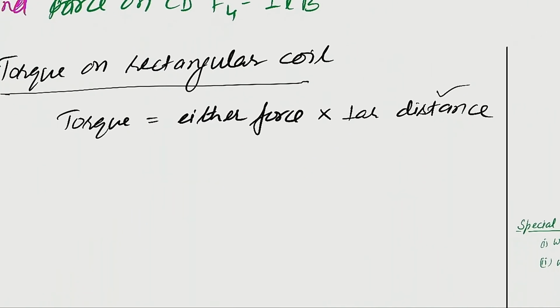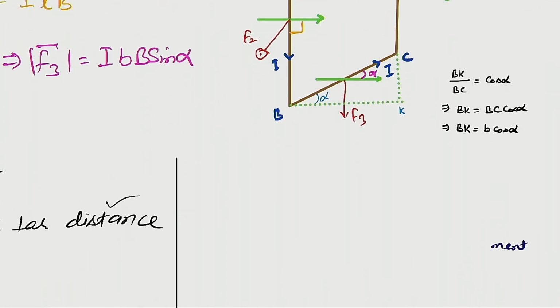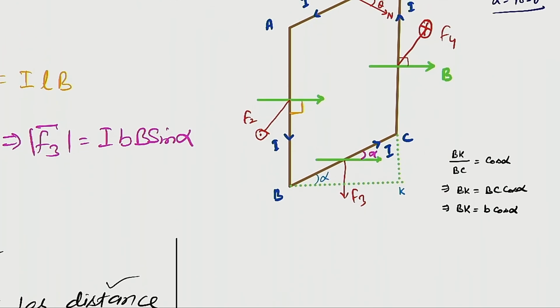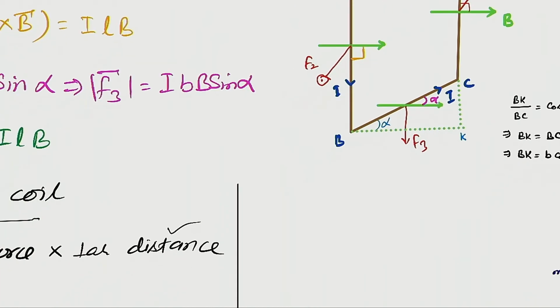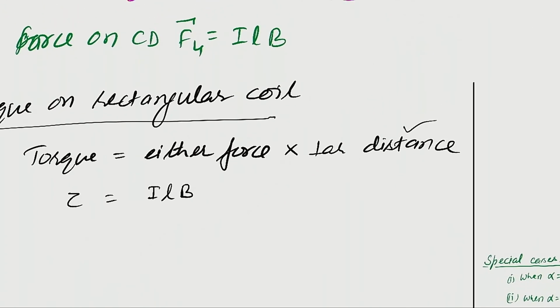Taking any one of the forces, that is ILB into sine of the angle. From this triangle, we find that BK divided by BC is equal to cos alpha. This implies that BK will be equal to BC cos alpha. And we know that BC is the breadth of this loop, so I can write BK is B cos alpha.